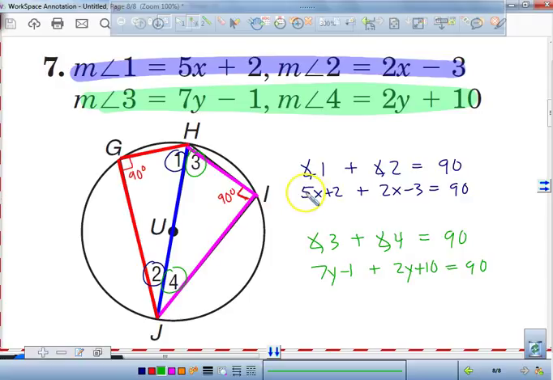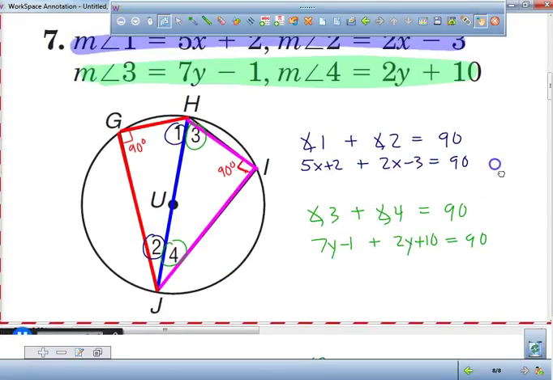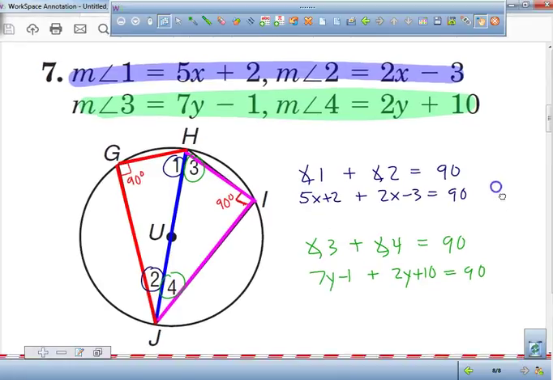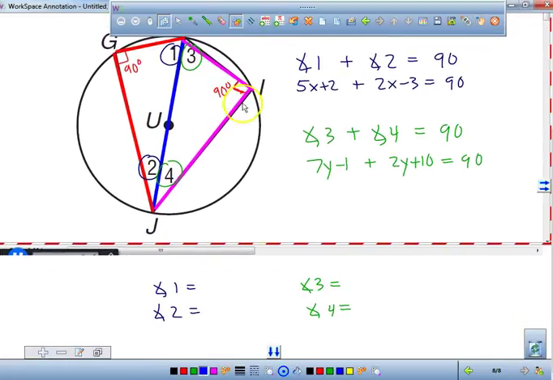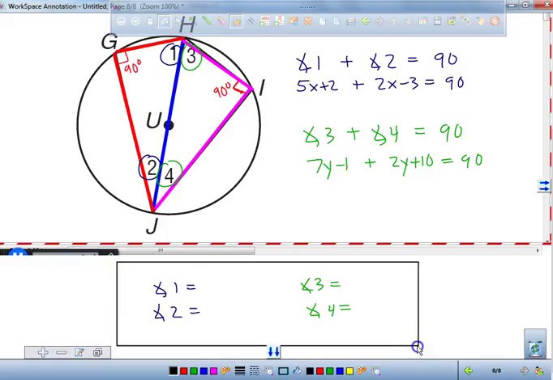You have to solve for x, plug it in. You have to solve for y, plug it in. What's your final answer going to look like? I want to know what angle 1 is equal to, what angle 2 is equal to, what angle 3 is equal to, and what angle 4 is equal to. So you take that information, you solve for it, and then you plug it back in. And this is what your answer box should look like: angle 1, angle 2, angle 3, angle 4.